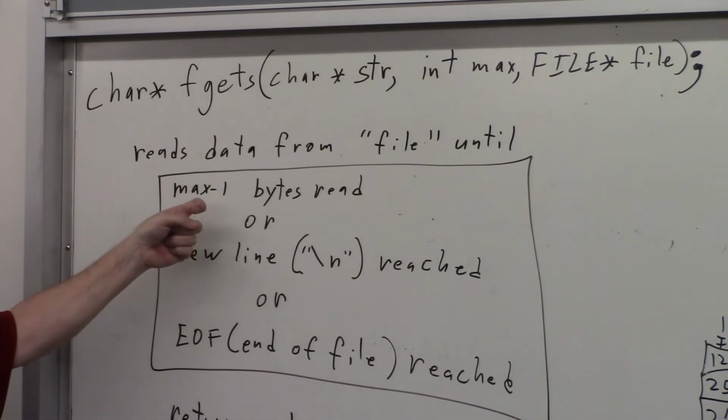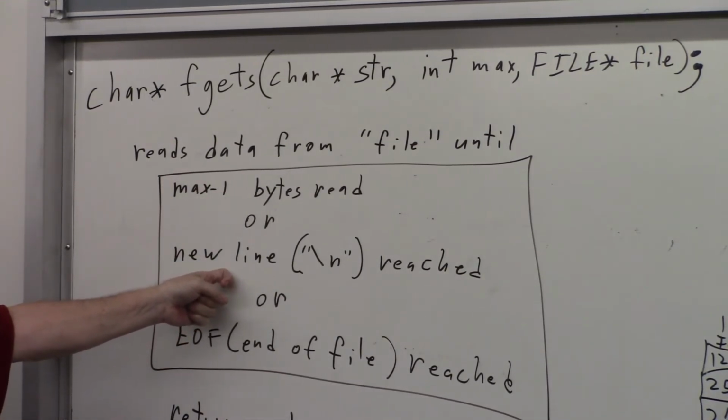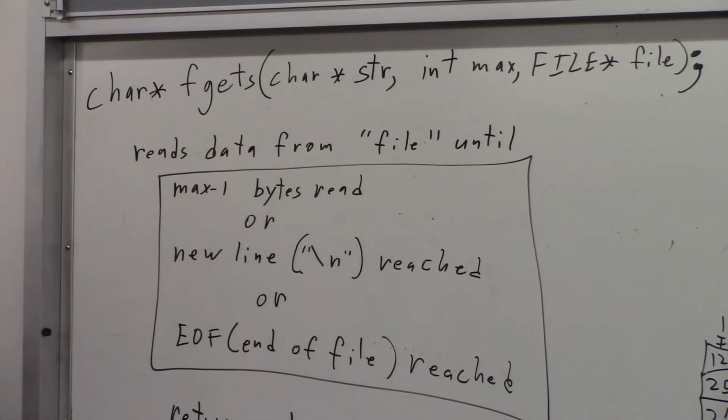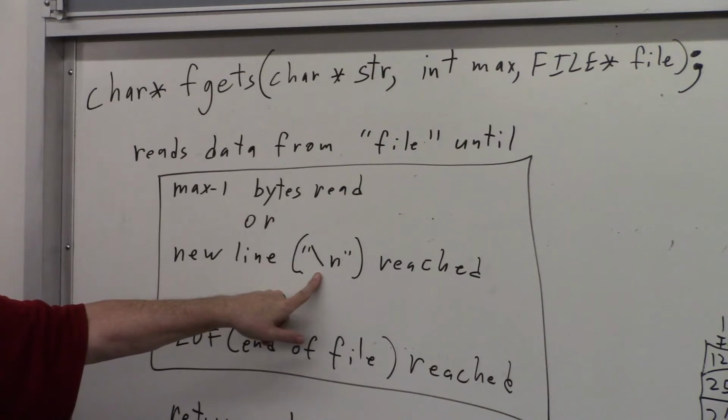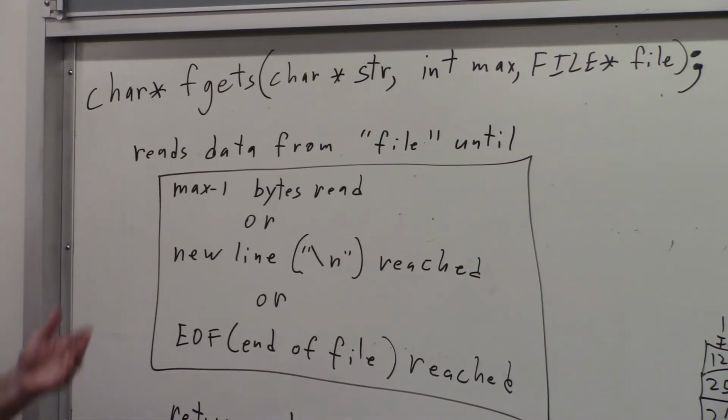So it reads until max minus 1 bytes have been read, or the new line character is encountered in the file. New line character is \n, remember. Or you reach the end of the file. It'll read until one of those three conditions are met. Now the typical condition you want it to meet, because this is text file I/O really, is you want it to go until it reaches the new line character. Because in other words, you want to read the whole line out of the file, however long that line is.